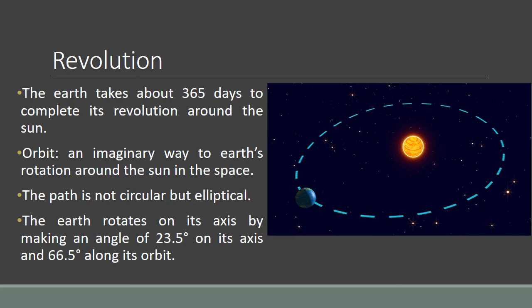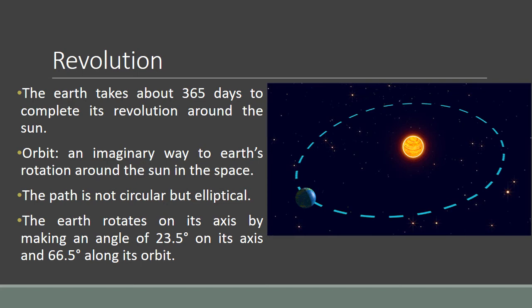The distance between the sun and the earth is not the same throughout the year. Now we can see here that it's not the same. Sometimes the earth gets closer to the sun, and sometimes the distance between the earth and the sun is long.